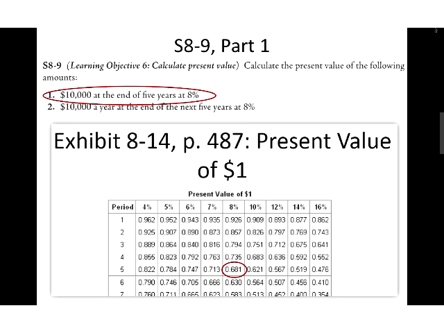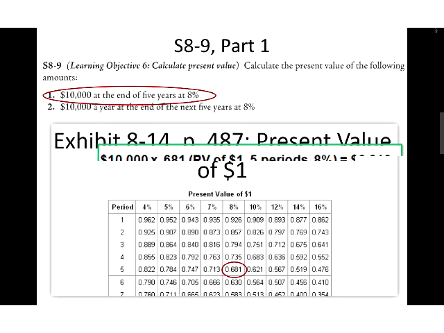So what we do with that 0.681 is we take the $10,000 times the 0.681 to get our present value. So 10,000 times 0.681 gives us a present value of $6,810.